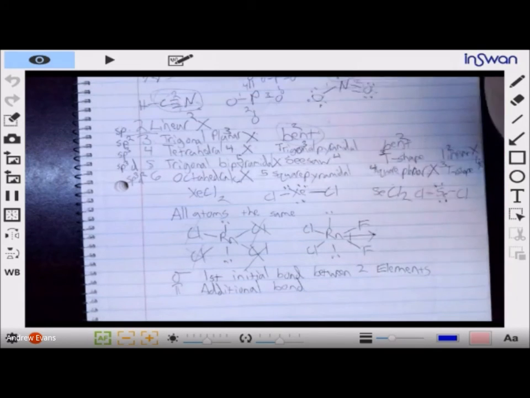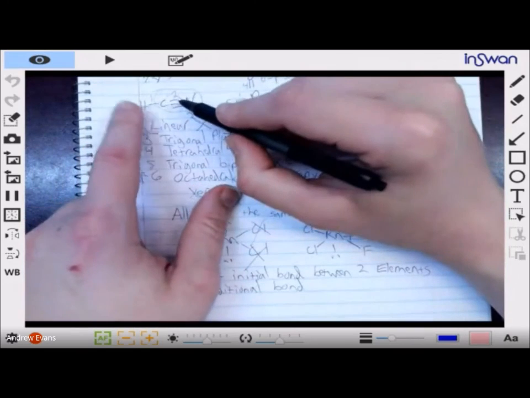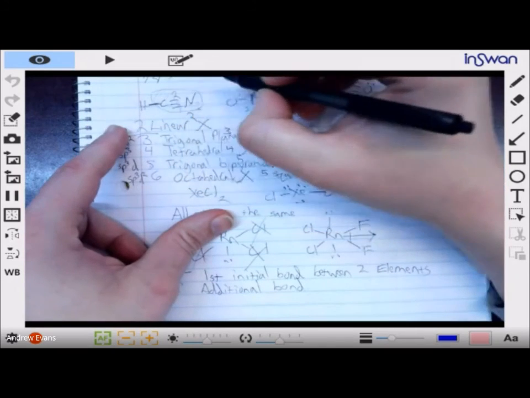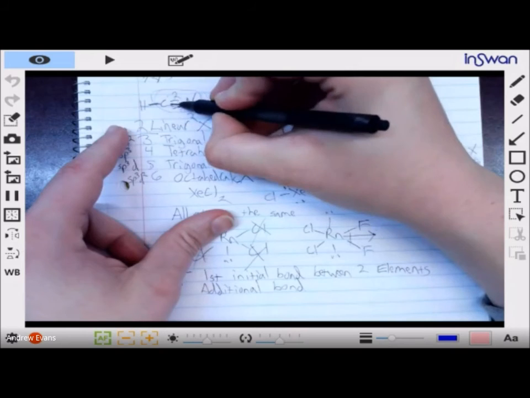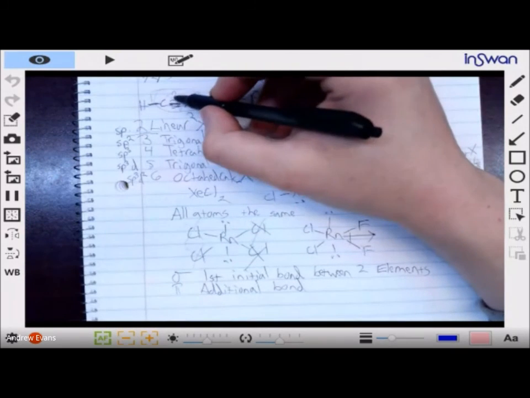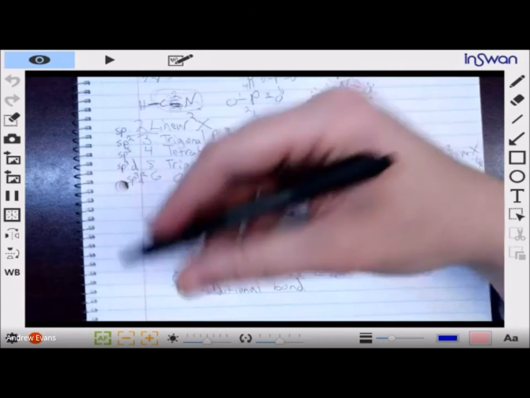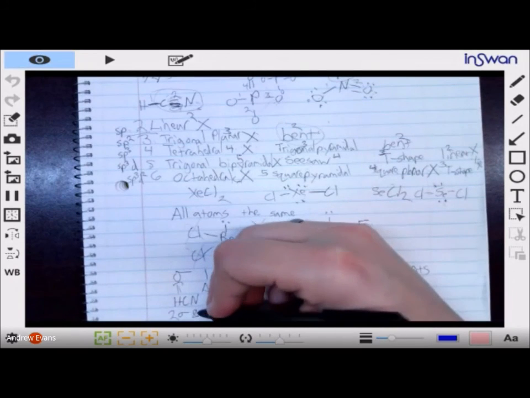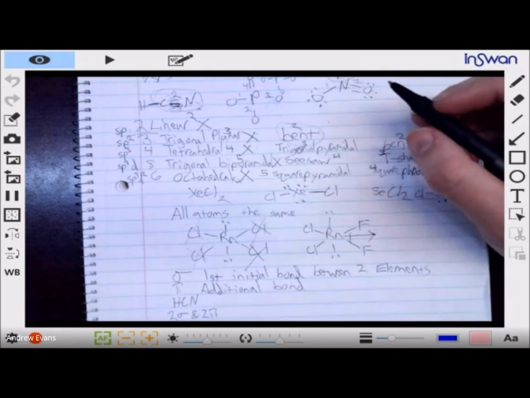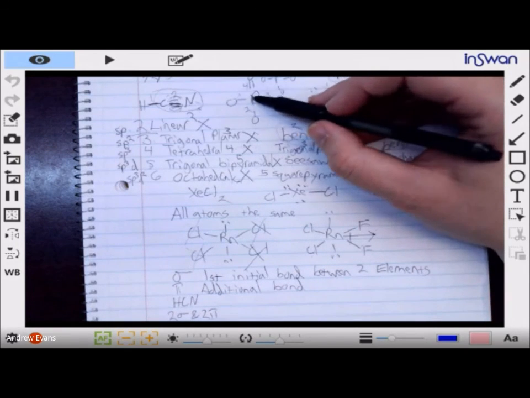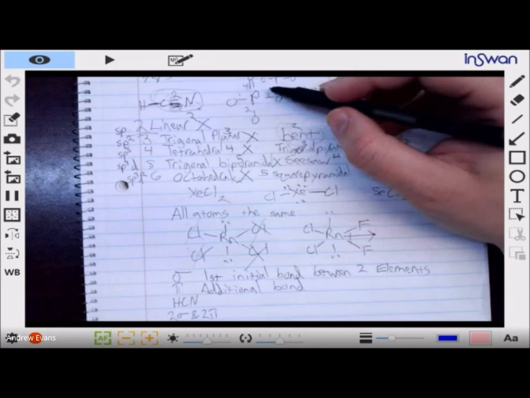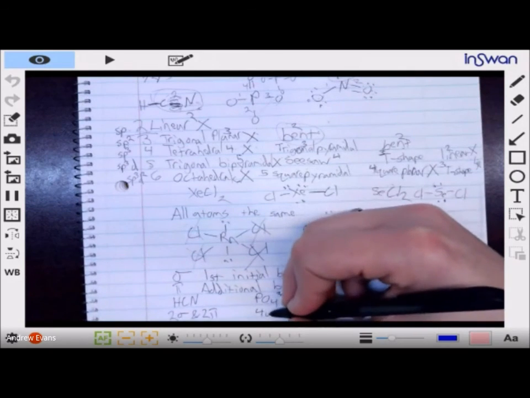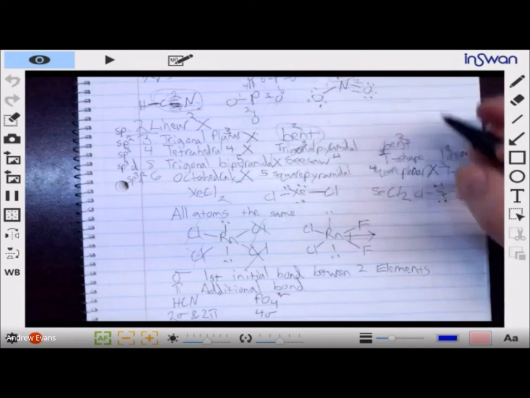So let's just look at our three structures up there. H, C triple bond N. That has one sigma there and one sigma there, so two sigmas. It has a double bond and a triple bond. So HCN would have two sigma bonds and two pi bonds. Now, phosphate, PO4, has one, two, three, four single bonds, so four sigma and one additional pi bond.